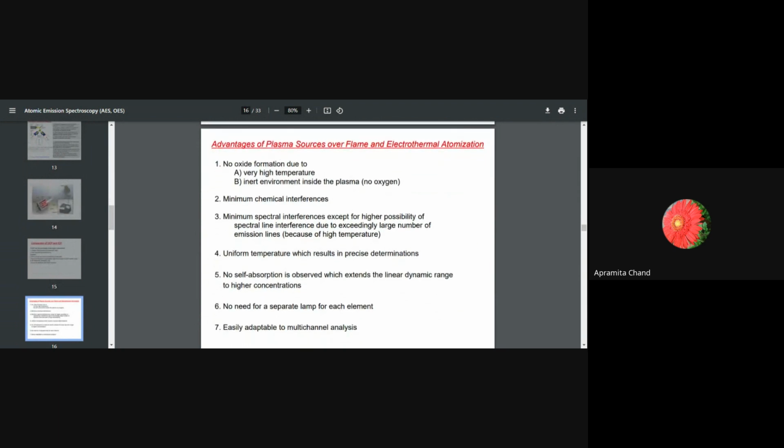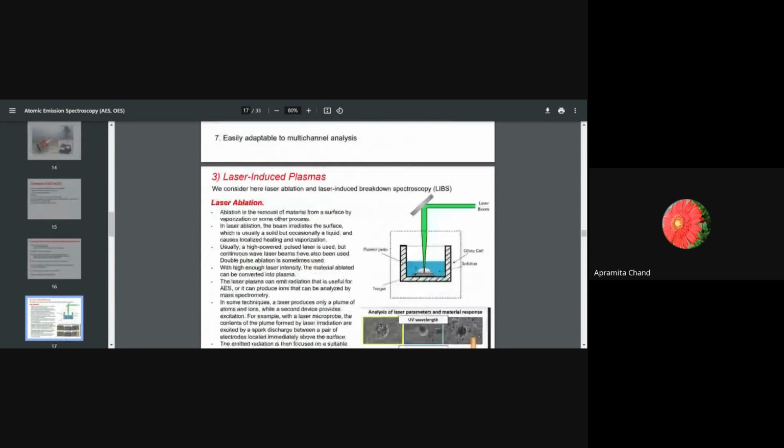So, advantages of plasma sources, this you can also write. They have minimum chemical interferences. They don't have oxide formation. Uniform temperature is measured. They're easily adaptable. There's no need for a separate lamp and no self absorption is required.